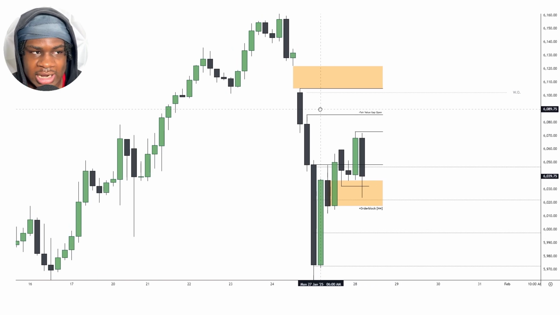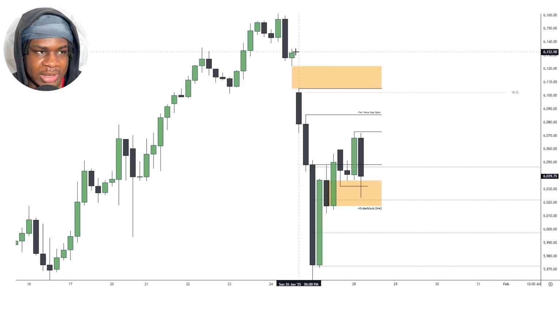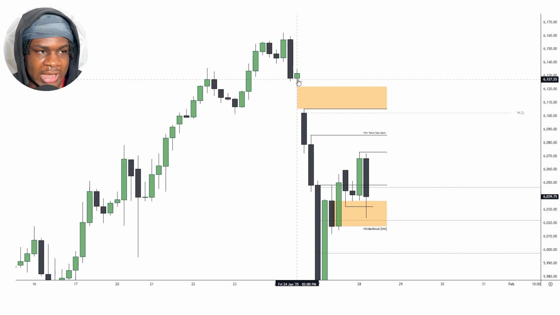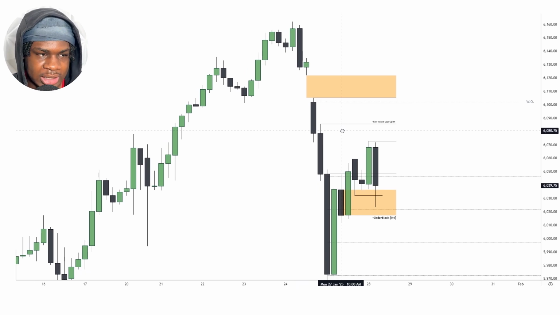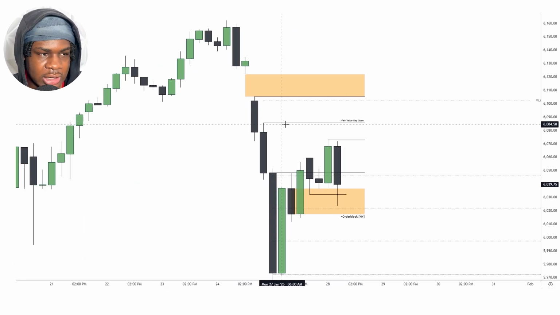So on the 4-hour time frame, we already know a fair value gap is a 3 candlestick formation, which we have this high right here. Then we had this middle area creating the imbalance, and then we have the opening of that fair value gap right here. This high right here, the opening of the fair value gap, is a liquidity pool.